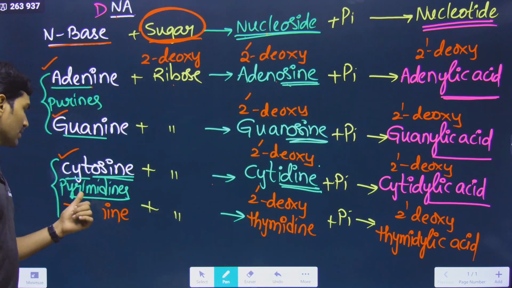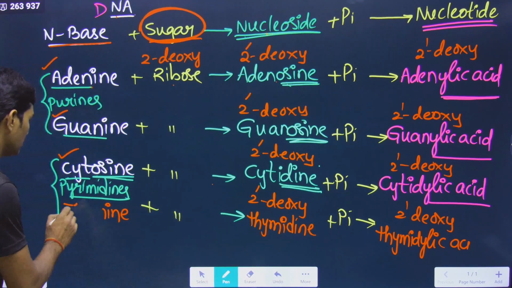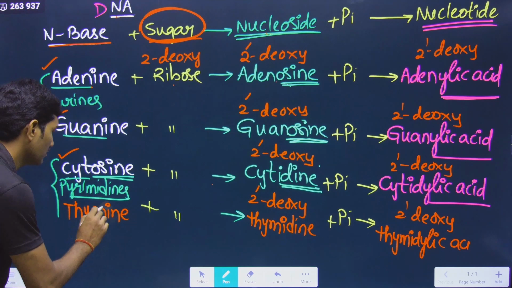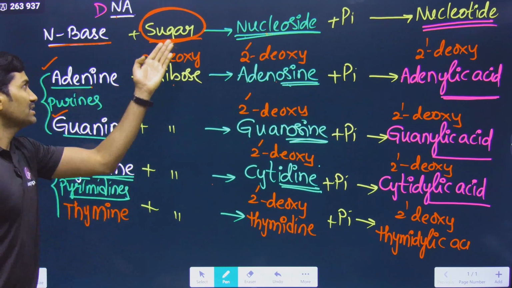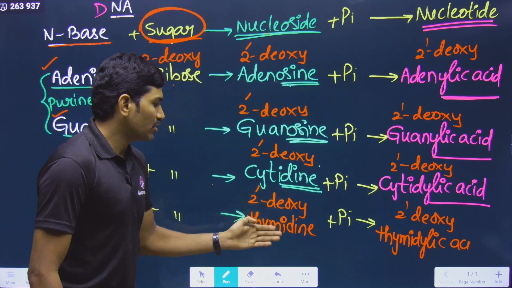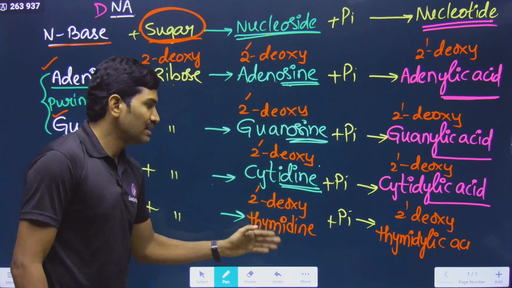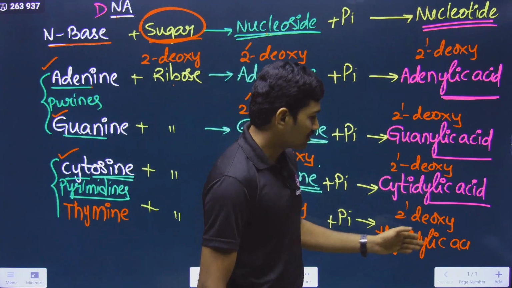Clear? Last one. Here it is thymine. Thymine is a nitrogenous base. If it is attached to the 2-deoxyribose sugar, it will form 2' deoxythymidine, that is nucleoside. If Pi is attached to this, it will form nucleotide called 2' deoxythymidylic acid.